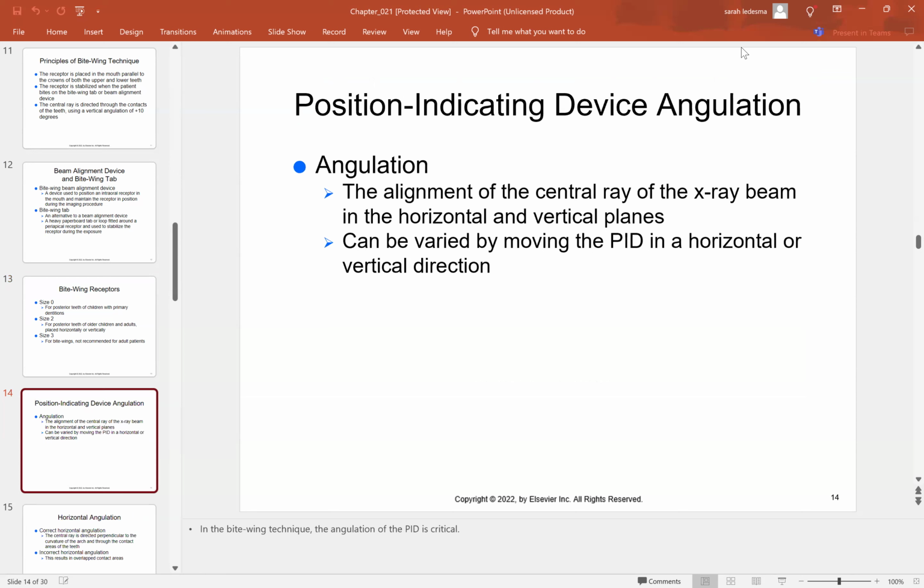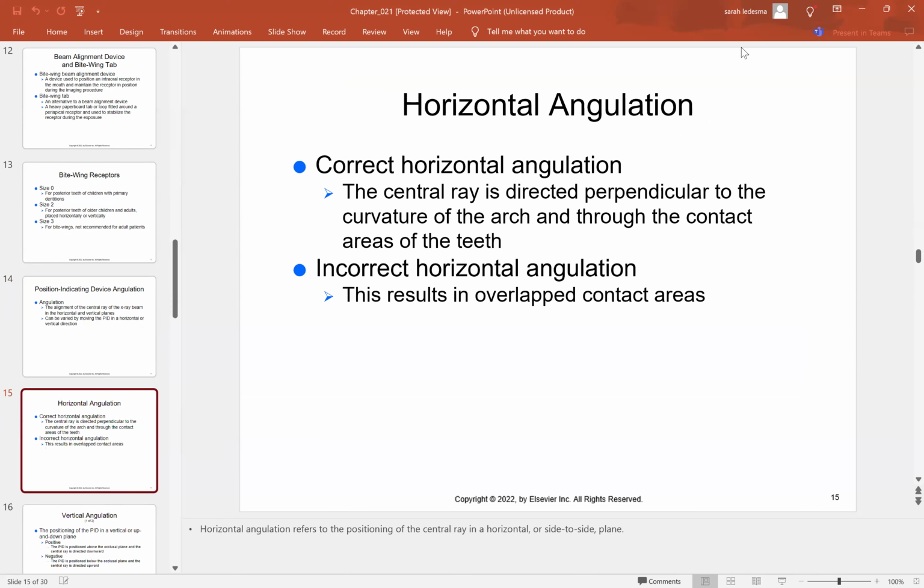Position indicating device angulation. Angulation is the alignment of the central ray of the X-ray beam in horizontal and vertical planes. It can be varied by moving the PID in a horizontal or vertical direction. Horizontal angulation: for correct horizontal angulation, the central ray is directed perpendicular to the curvature of the arch and through the contact areas of the teeth. Incorrect horizontal angulation results in overlapped contact areas.